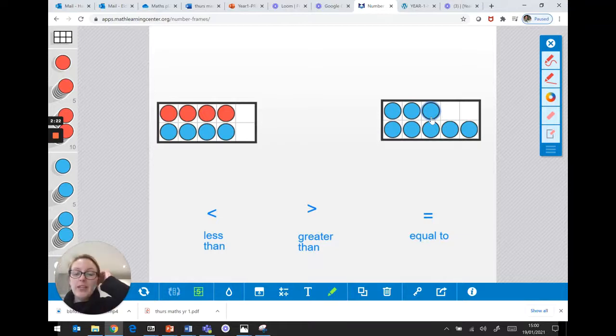Okay, there we go. So now we need to work out how are we going to compare them. Is 8 less than 8? Is 8 greater than 8? Is 8 equal to 8? Which symbol and which words do we need to put in there? Have a little think.